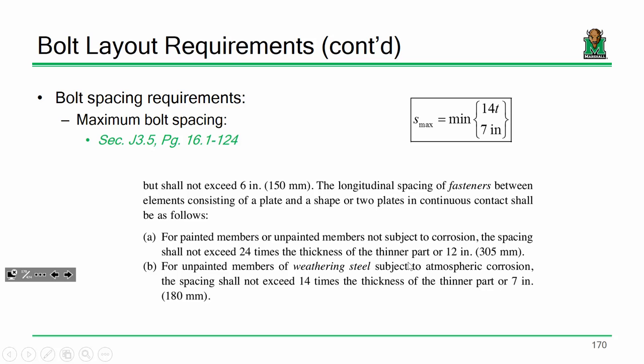Now, you think about that, that kind of makes sense, because if you have a member that is painted, right, if it's painted, it has some protection against corrosion, right? And if it's got some protection against corrosion, we can get by with allowing a little bit more of a longitudinal spacing, right? But if it's unpainted, if it doesn't have any paint at all, well, then we've got to be a little more stringent on that maximum spacing, right? So we look at our connection, and we take the thinner part, and we say, well, it's either 14 times that thickness or 7 inches, okay? And that's going to be our maximum spacing.